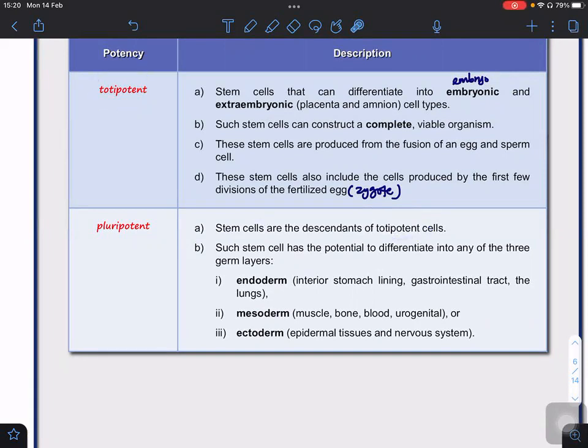Such stem cells have the potency to differentiate into any of the three germ layers. Germ layer means which part of the layer forms, for example, the gastrointestinal lining, gastrointestinal tract, and the lung. So endoderm, mesoderm, and ectoderm. Now, this one is for your information only. One example of this is the embryonic stem cell.